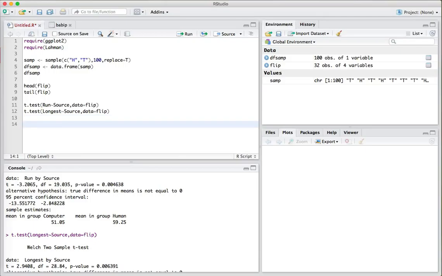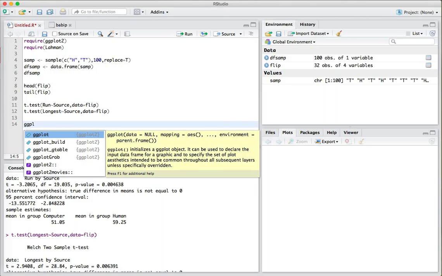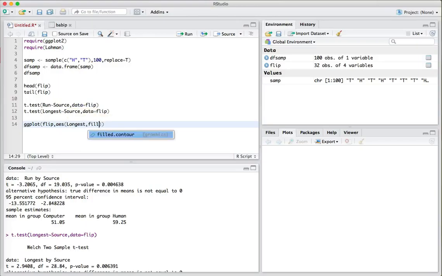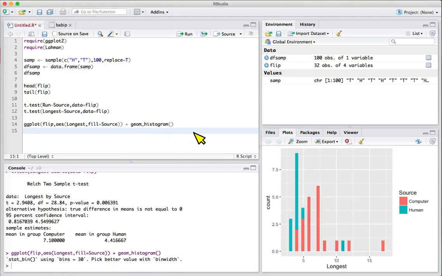Might take a look at the data graphically. So we'll just call up ggplot. So we need these 2 packages that you can see at the top. So you need to load those if you're following along. So ggplot, we're going to use flip, and for my aesthetic, I'm going to have longest, and I'm going to subdivide my data by source, like so, and I'm just going to make a histogram. And so here you can see the difference between the two.